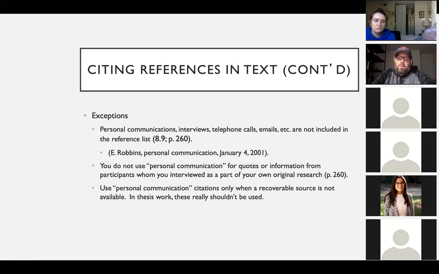You would, however, if you're pulling direct information in a paper, then you would need to use the parenthetical citation that's listed here as an example: the first initial of the person that you interviewed and then their last name, followed by a comma, and then personal communication, comma, and then the date that you actually did that interview or had the communication with them.